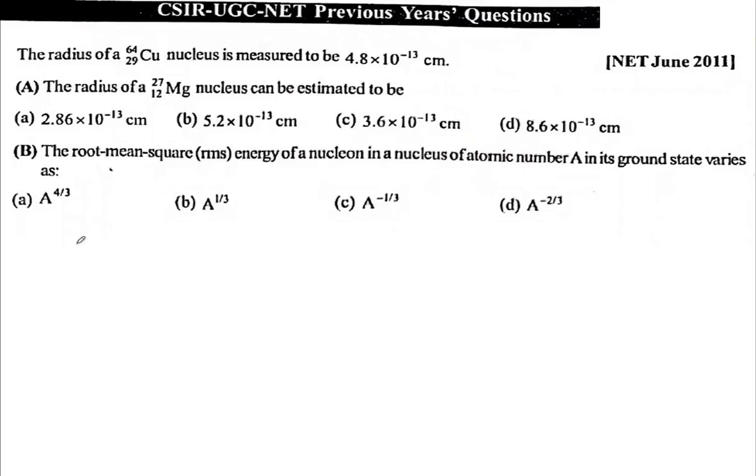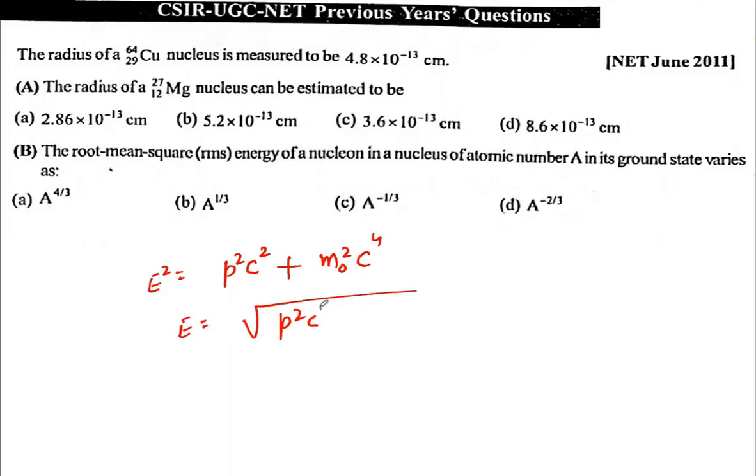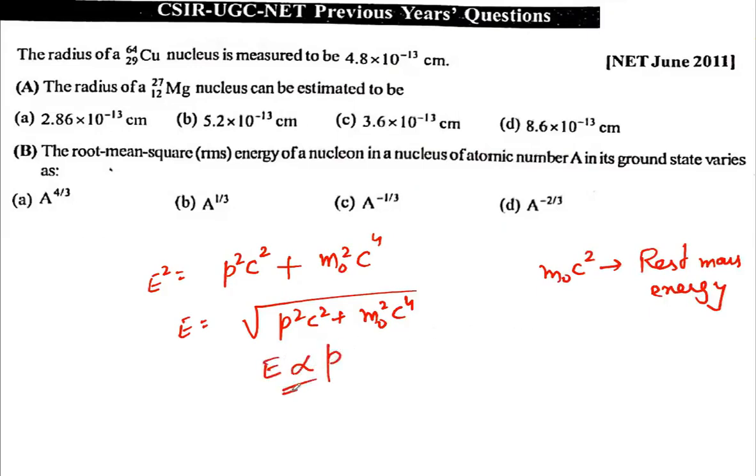So in this second part, the ground state energy of a nucleon is equal to P into C square plus the total rest mass energy of a nucleus. And from this, the value of E comes out to be P square C square plus M naught square C power 4, where M naught C square is the rest mass energy. From this you can see that the energy is directly proportional to P.